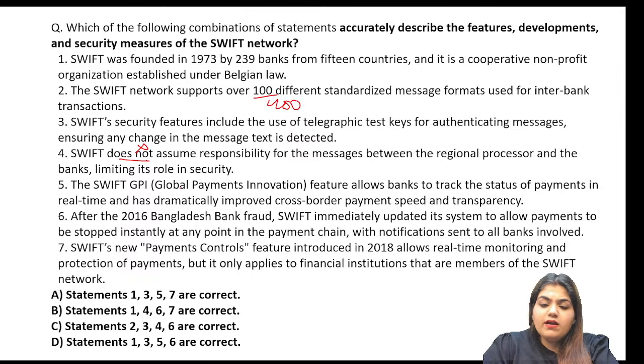After the 2016 Bangladesh bank fraud, SWIFT immediately updated its system to allow payment to be stopped instantly. Yes, it did. The payment control feature introduced in 2018 allows real-time monitoring and protection of payment, but it only applies to financial institutions that are members of the SWIFT network. Payment control features apply to global financial systems, not just SWIFT members. It applies to every financial institution, at the global level.